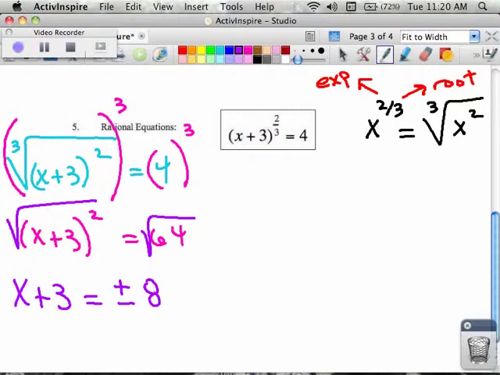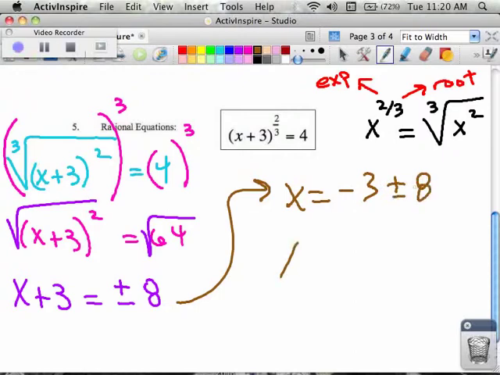And then if you move the 3 to the other side, you get x equals negative 3 plus or minus 8, which means that your x could be negative 3 plus 8, which is 5, or negative 3 minus 8, which is negative 11. Now, if you're checking your work, you can plug those numbers in later and see whether or not they both work. Make sure you check them. Okay, so negative 11 and 5.